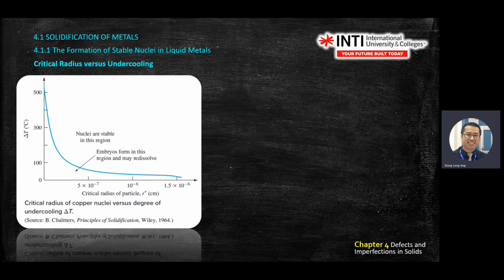This is another graph. On the left-hand side is delta T, and the x-axis is R. So you can see that as the change of temperature drops, your critical radius increases.